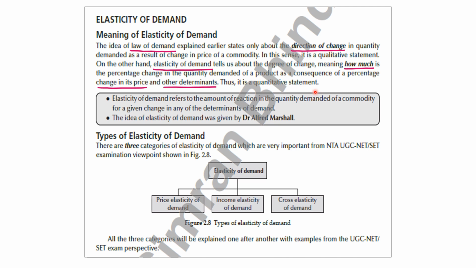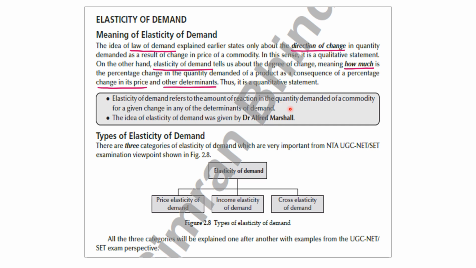I hope you have understood this. So these are the keywords. Let's revise. Law of demand tells us about the direction of change, and elasticity of demand tells us about how much is the percentage change in the quantity demanded of a product. So from examination point of view, you must prepare these two statements. First, elasticity of demand refers to the amount of reaction, kitna, in the quantity demanded of a commodity for a given change in any of the determinants of demand.